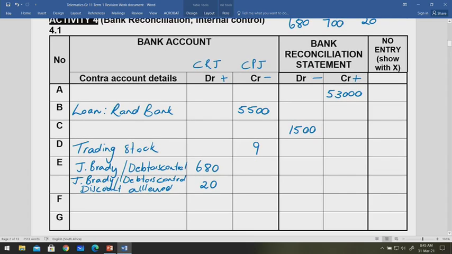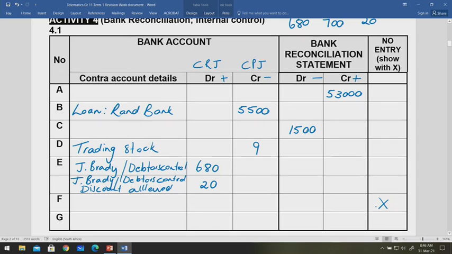Number F, an EFT for 920 from the previous month's reconciliation statement, issued to Telkom for the monthly telephone account, appeared on the April 2020 bank statement. So there was an EFT payment made the previous month. It did not appear on the bank statement, so we've put it in the bank reconciliation statement. This month it does appear on the bank statement, so that will be one that we just tick off. So we will not make any entry for that. We will tick it off on the previous month's bank reconciliation statement.